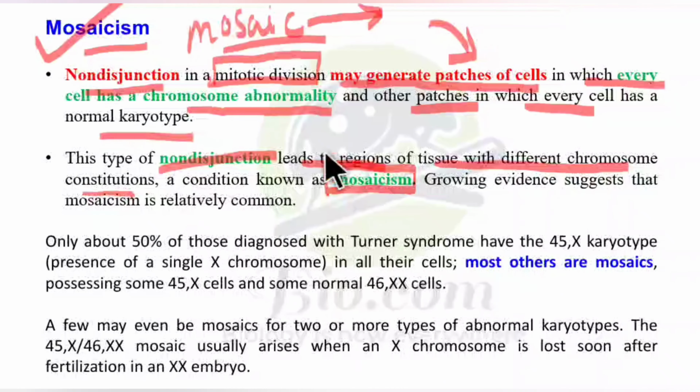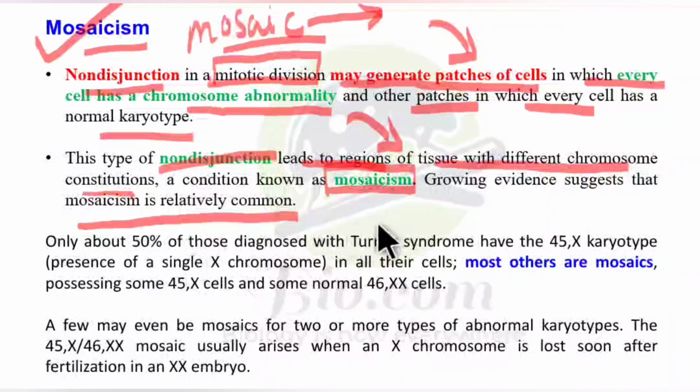And this condition, which type of condition? लाइक नॉन डिसजंक्शन से जो अलग अलग टाइप के पैचेस जनरेट हो रहे हैं, कुछ पैचेस में, कुछ सेल में क्रोमोसोम एबनॉर्मली हाई या लो हो जा रहे हैं, एंड कुछ पैचेस में जो कैरियोटाइप है वो नॉर्मल है, यानी नॉर्मल क्रोमोसोम है. सो द कंडीशन इन विच some regions of the tissue have different chromosome constitution is known as mosaicism. And mosaicism is a very common condition in genetics.